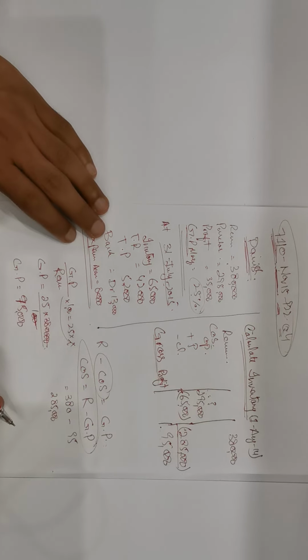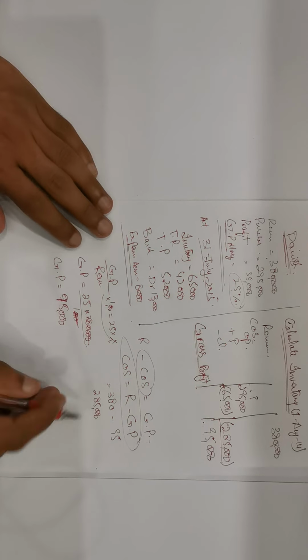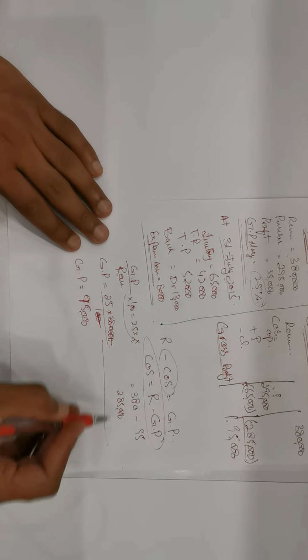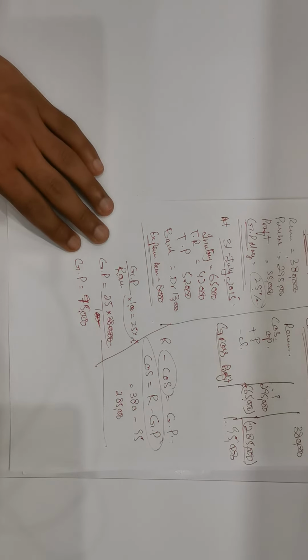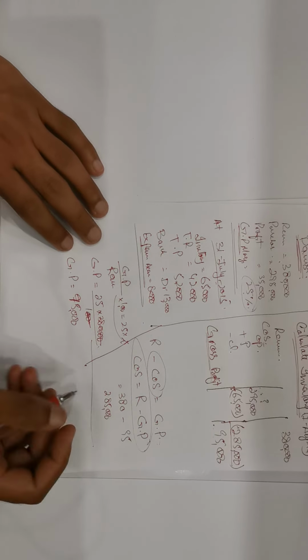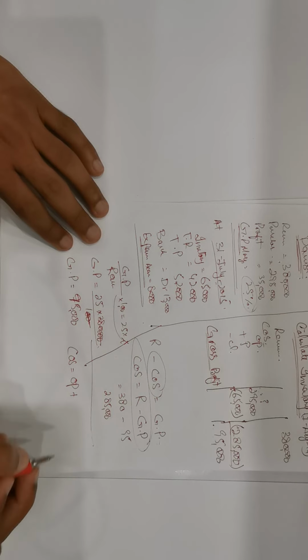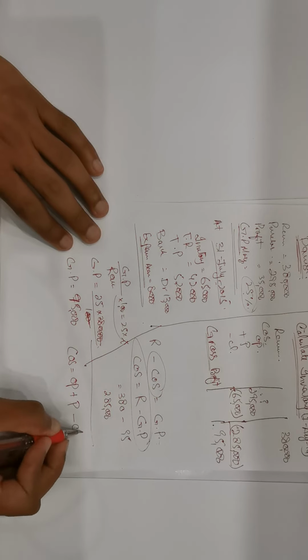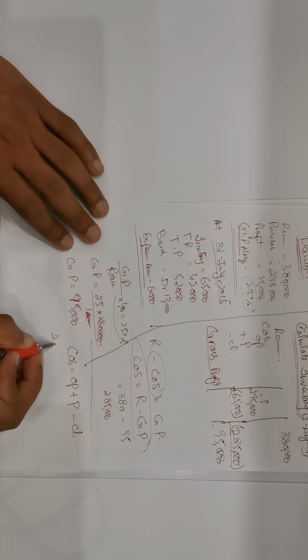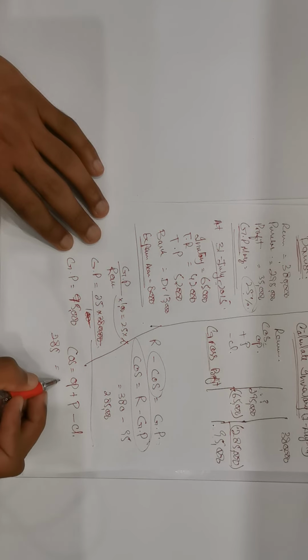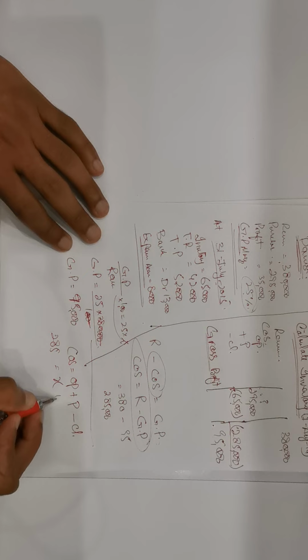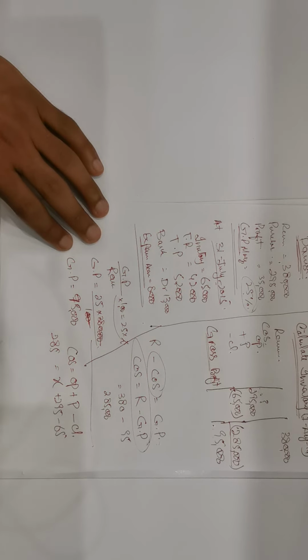What I'm going to do next is make one more equation. And once again, this equation is from that income statement, the prior knowledge of accounts. That is cost of sales equals to opening inventory plus purchases minus closing inventory. The cost of sales is 2,85,000. Opening inventory is unknown, let it be X. Purchases are 295 and closing inventory is minus 65.